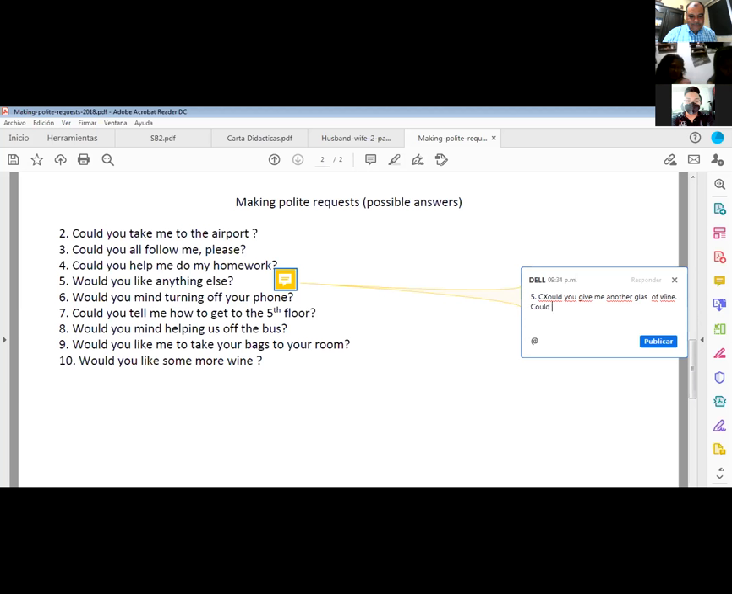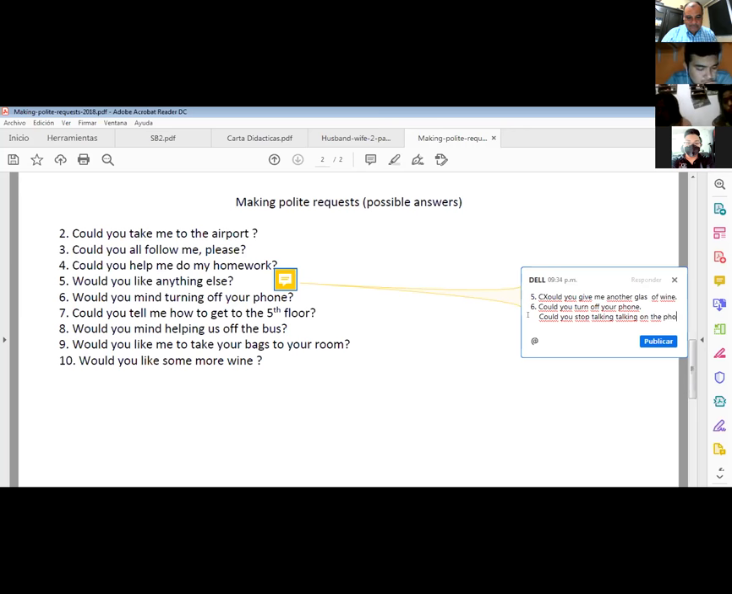Could you turn off your phone? Turn off your phone. And somebody else says, okay, that is one. Now, the other one they say is, could you stop talking on the phone? It's also perfect. Okay? Very good. Now, number eight.